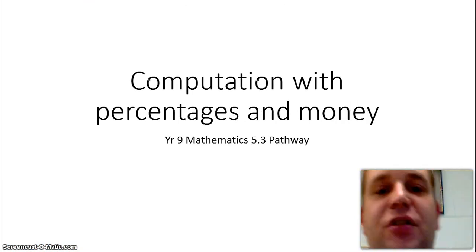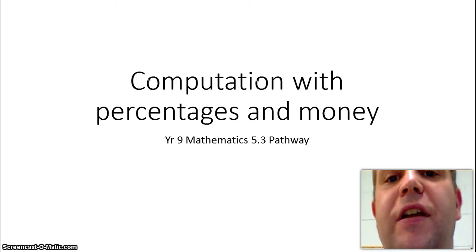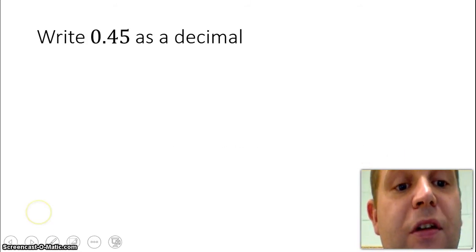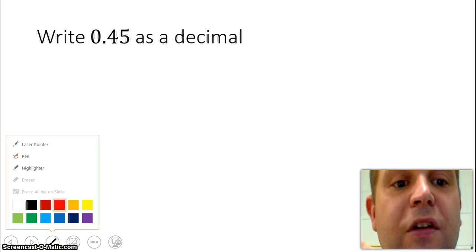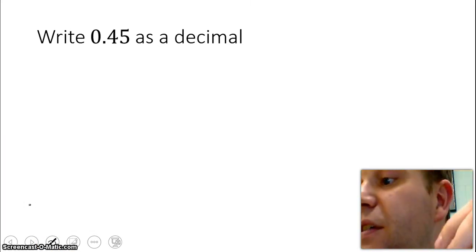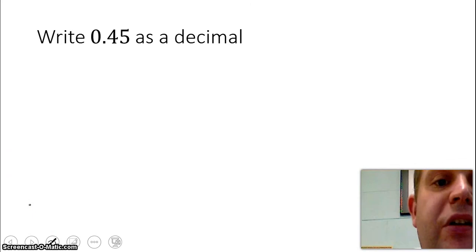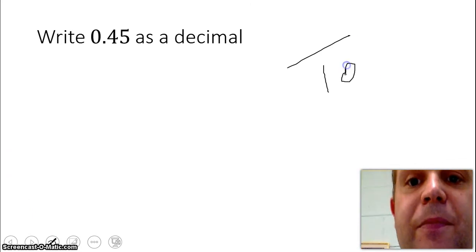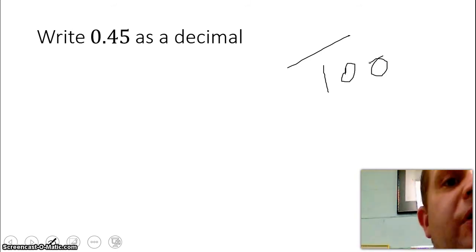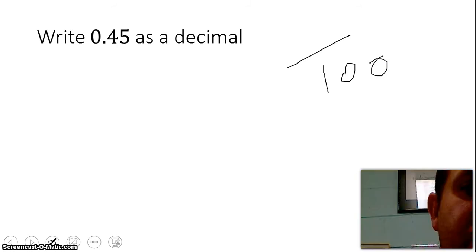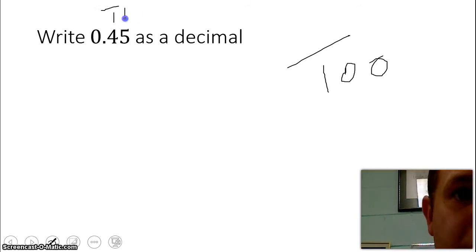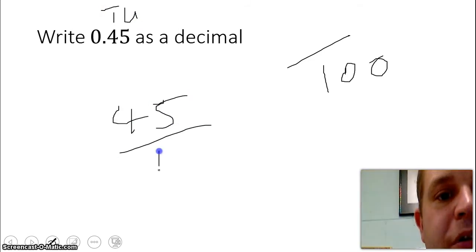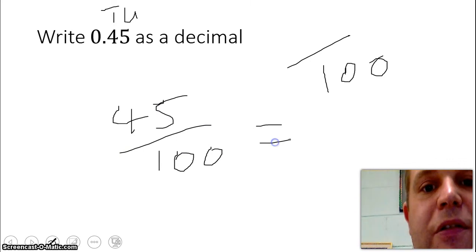Today we're looking at computations with percentages and money. What we're doing today is converting decimals and percentages into fractions. So we've got 0.45 written as a decimal. How about we write it as a percentage? First thing we've got to remember about percentages is that they're out of 100. Every percentage is always out of 100. So we've got 0.45, this is the tens, this is the units. So we've got 45 out of 100, which is the same as 45%.